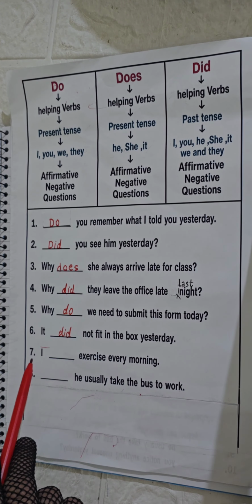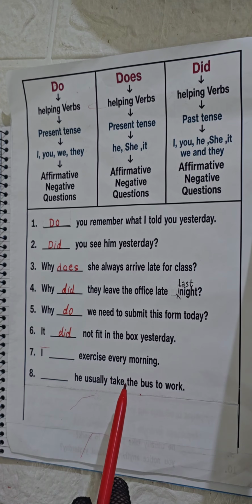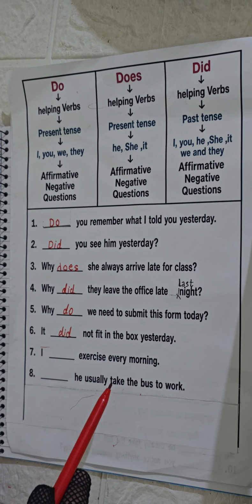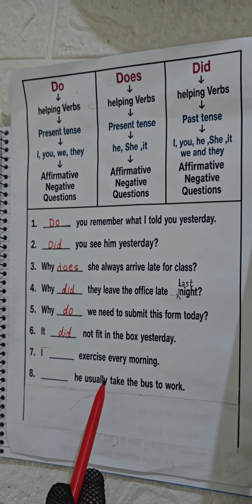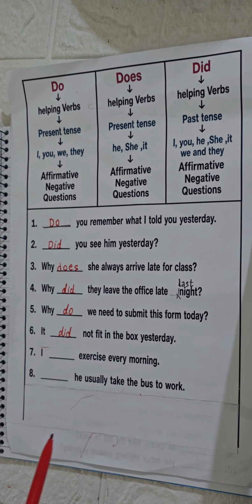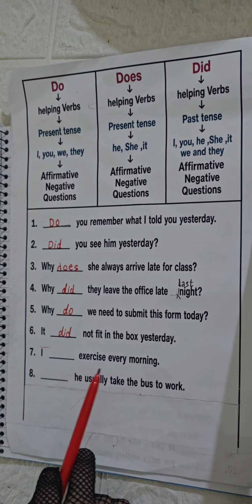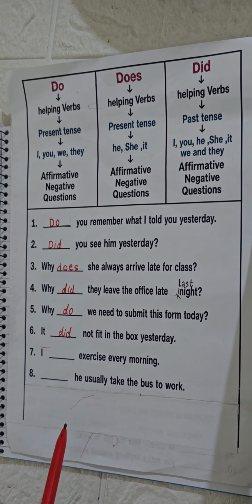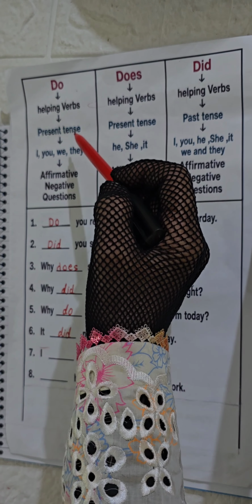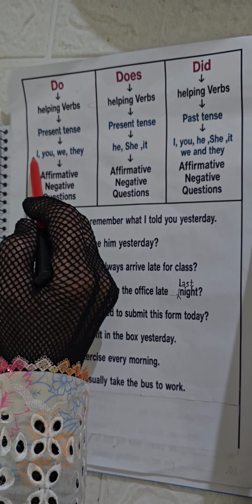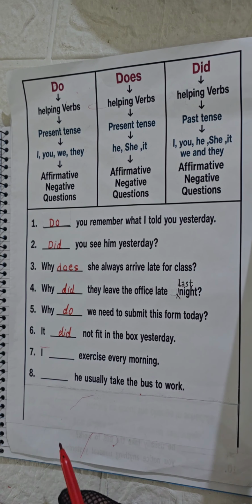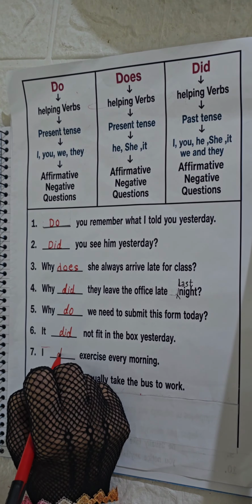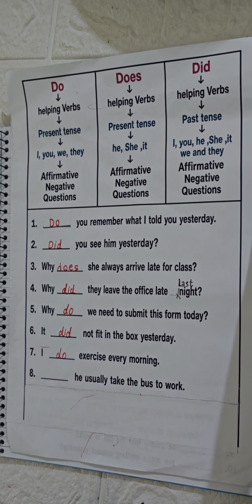Number seven: I blank exercise every morning. What will you write in the blank? Now before deciding, look at the sentence carefully. Firstly, every morning shows the present tense and also regularity. Secondly, do can be used with I. You can see here. So we write do in the blank. And the correct sentence will be: I do exercise every morning.